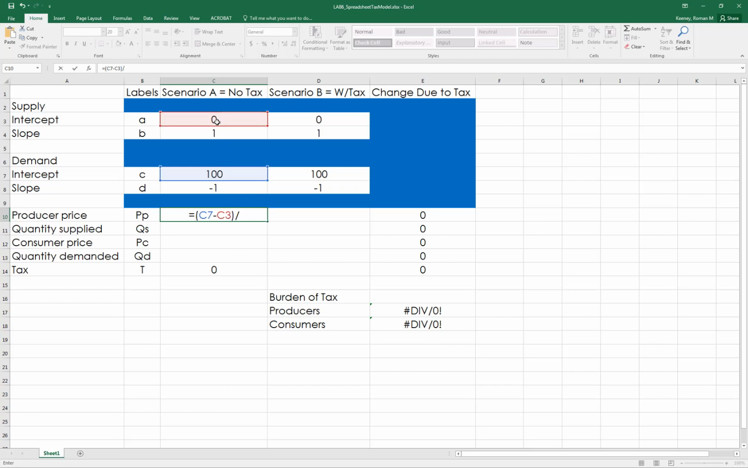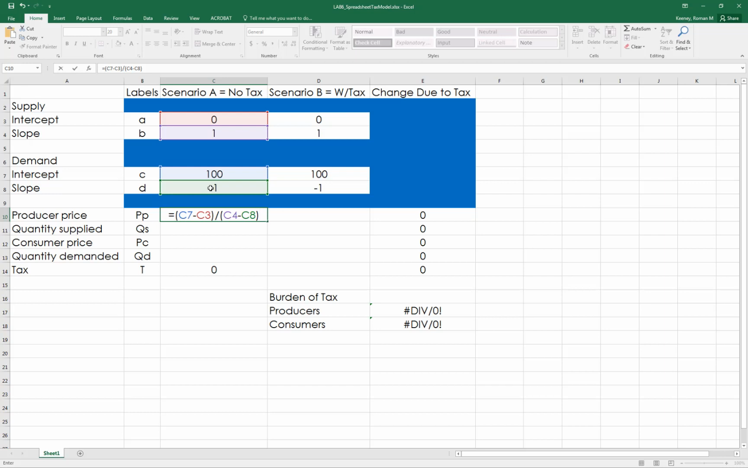Now we'll divide by, start a new set of parentheses, B, or the slope of the supply curve, subtract from that the slope of the demand curve, D, that's in cell C8, and we have our first component. That's the equilibrium price when there's no tax. We'll go ahead and add, even though we're going to make the tax be 0 in this scenario for this column, we'll go ahead and add the other part so we can just copy all of our formulas.